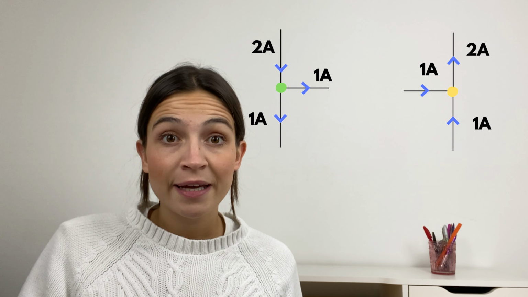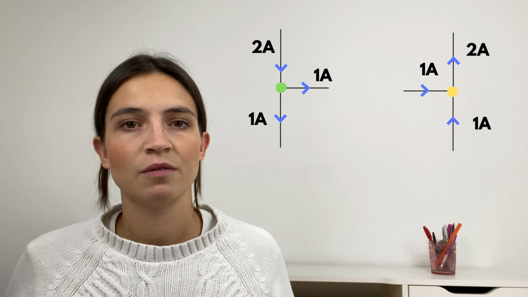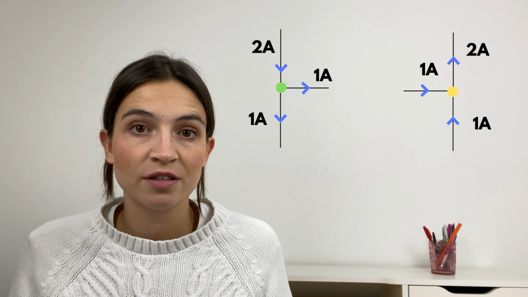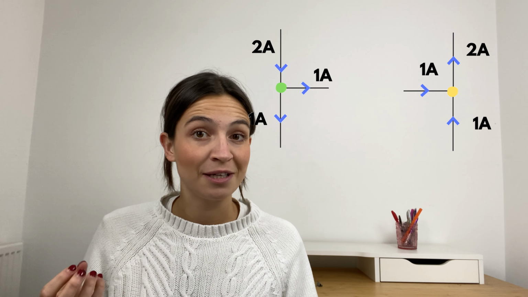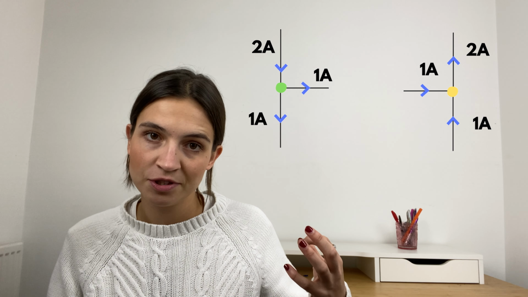You see, in both of my yellow and my green junction, my current into the junction was equal to my current coming out of the junction. For the green, 2 equals 1 plus 1. And for the yellow, 1 plus 1 is equal to 2.